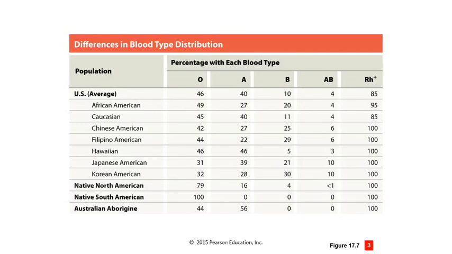Now, this is an interesting breakdown. Again, these are averages in the U.S. of different racial groups and the percentage of blood type. So you can see that there's some significant differences. In the average person in the U.S., AB blood is rather rare. 85% of the country is Rh positive. Okay? But notice Chinese Americans, Filipino Americans, Hawaiians, Asian groups, pretty much all Rh positive.